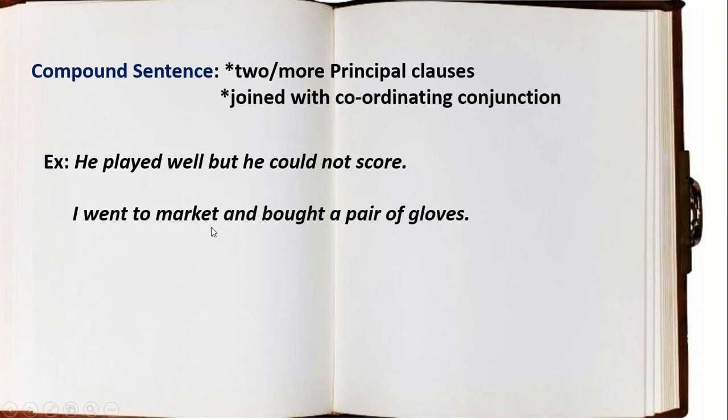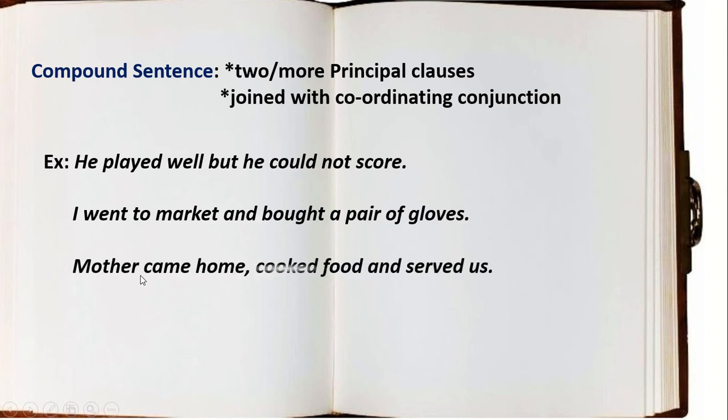I went to market and I bought a pair of gloves. I went to market, this is a principal clause. I bought a pair of gloves, this is also a principal clause. But I omitted here the pronoun I to avoid the repetition. Next comes: mother came home, cooked food and served us. Here three clauses are joined.